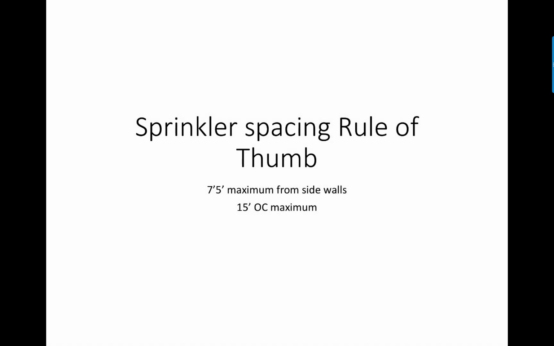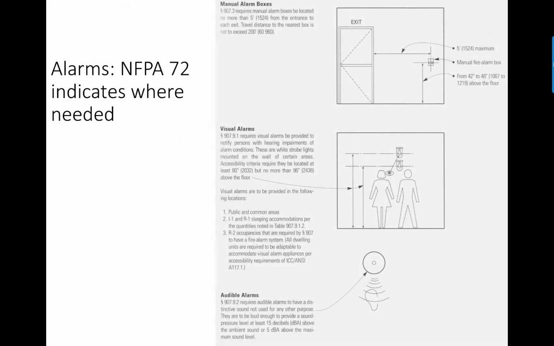So, for example, sprinkler spacing, rule of thumb, 7'5" maximum from the sidewalls, 15 feet on center maximum from each other. Great. But what if you have 8-foot ceilings instead of 12-foot ceilings? Well, the spacing actually changes. So, sooner or later you need to call in a specialist to figure that out.